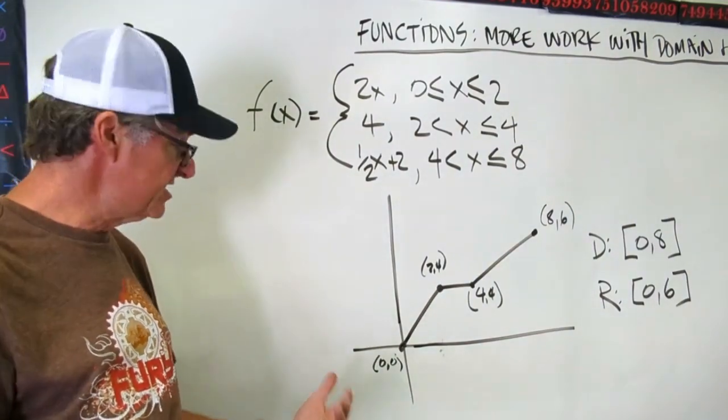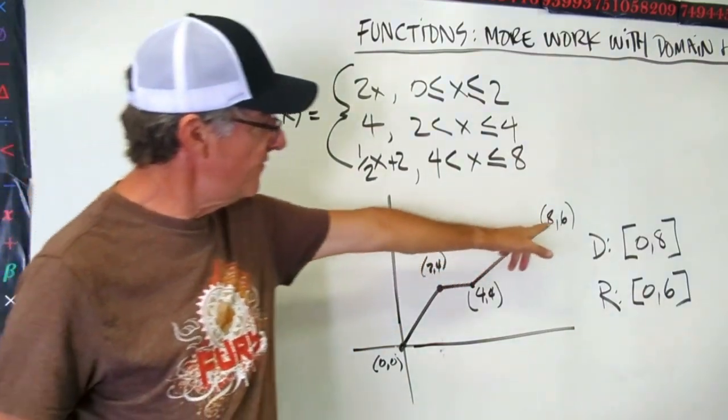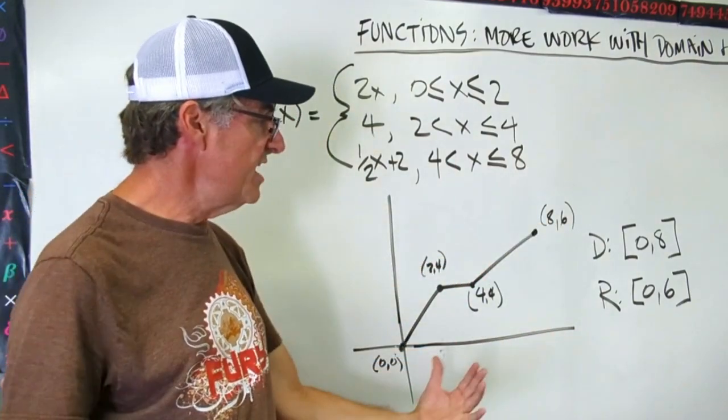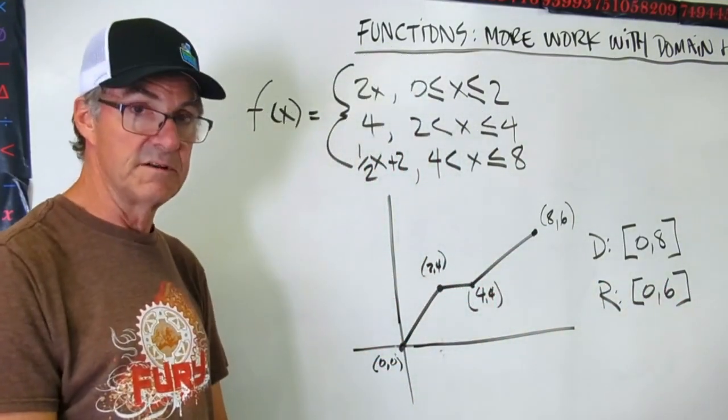The range is very similar. We're starting with 0 for the y, and our furthest up we get with the function is 6. So the range is [0, 6], inclusive, brackets face inward.